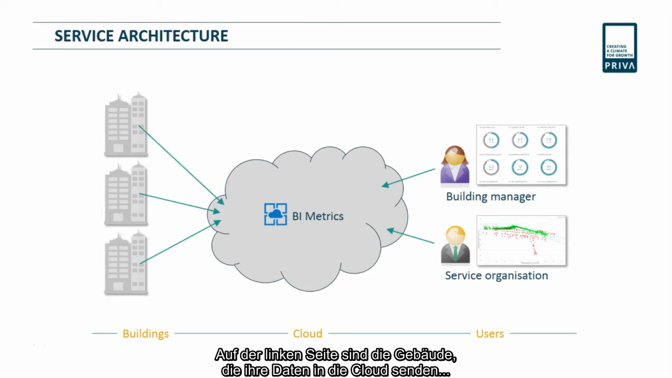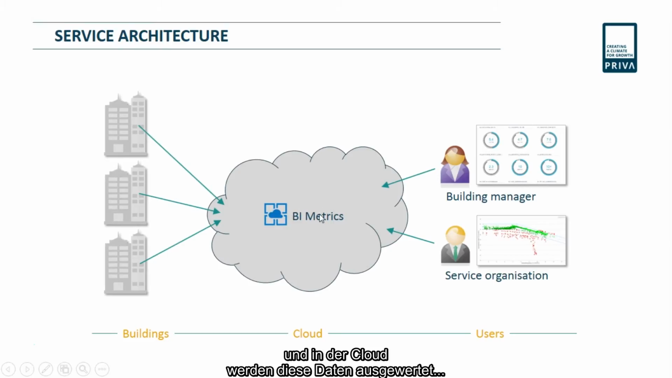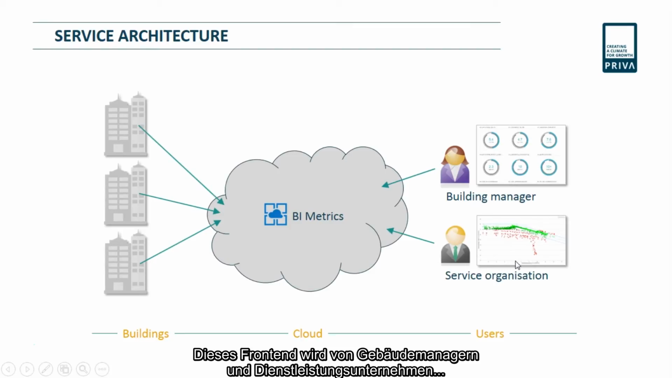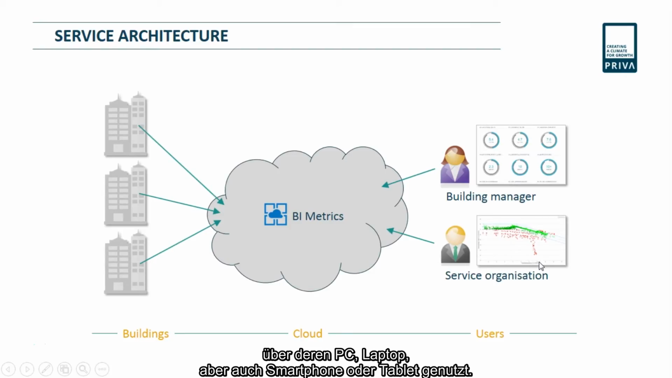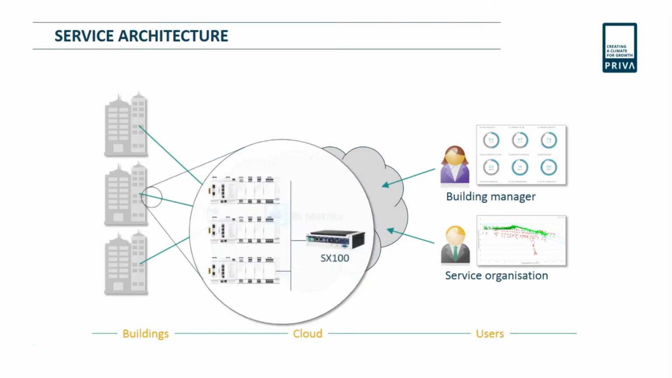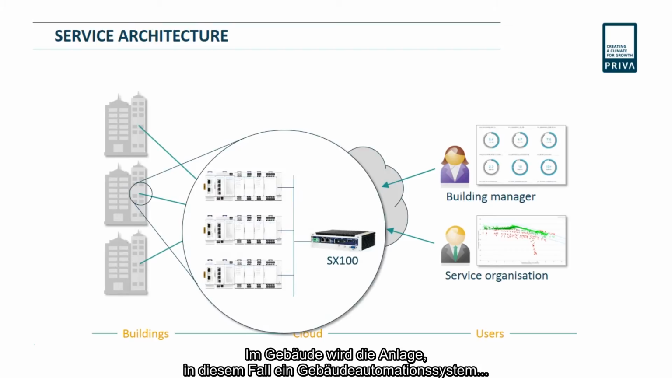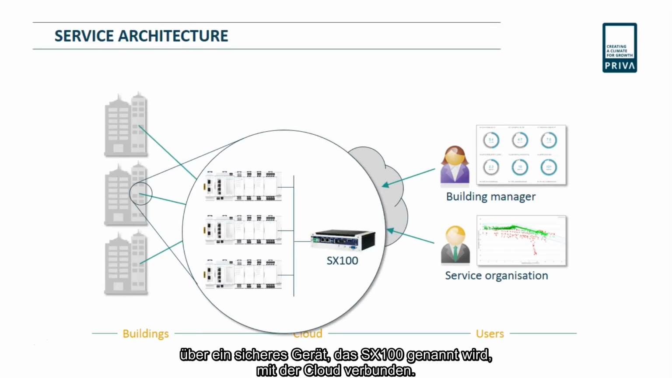On the left hand side we here see the buildings that push their data into the cloud, which here is in the middle. And in the cloud all the things happen that make sure that we analyze the data and provide a web front end for users. And the web front end can be used by building managers and service organizations on their PCs, on their laptops, but also on their smartphones and tablets. Inside the building, the installation, in this case the building automation system, is being connected to the cloud through a secure device called the SX100.